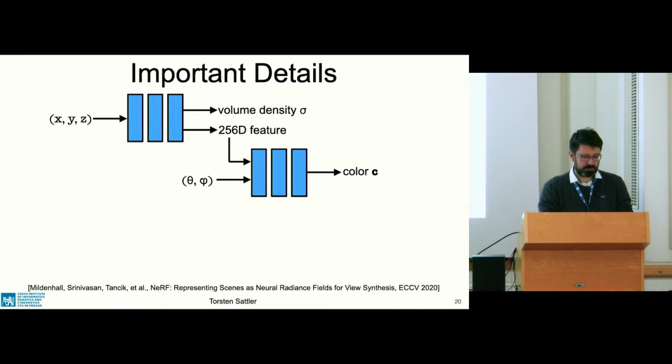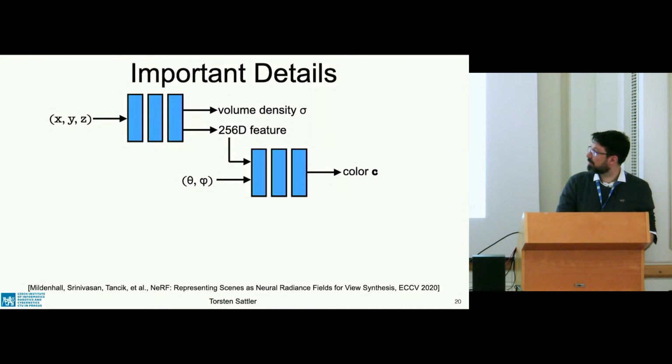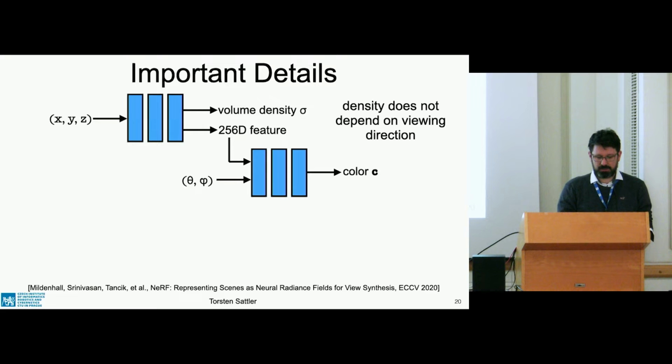That's not all that you need to do in order to train those things properly. One important detail is that you don't actually have one single neural network, but you actually have two. The first one takes only the position of the 3D point as input and outputs some feature vector and a volume density. And the idea is that the density of the space, where surfaces are, should not depend on which direction you're looking at, but that's something that's fixed in the scene.